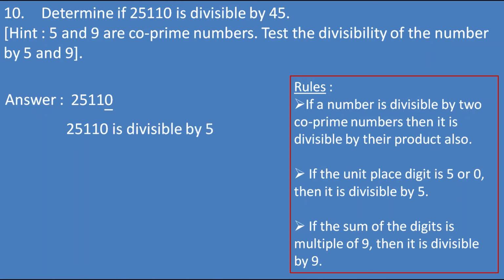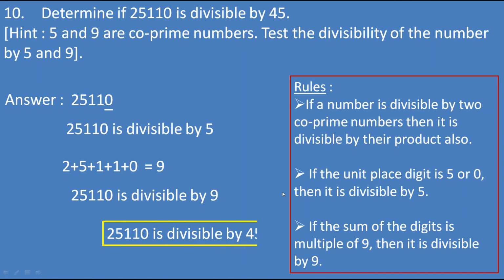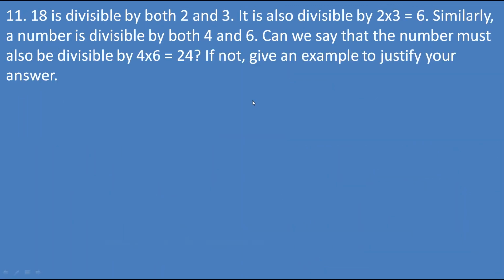Now for 9, we will add the digits of this number, that is 2 plus 5 plus 1 plus 1 plus 0, which gives us the answer as 9. And 9 is a multiple of 9. Therefore, it is divisible by 9. As the number is divisible by both 5 and 9, the number is divisible by 45. Now, let's move to the next question, that is the 11th one.